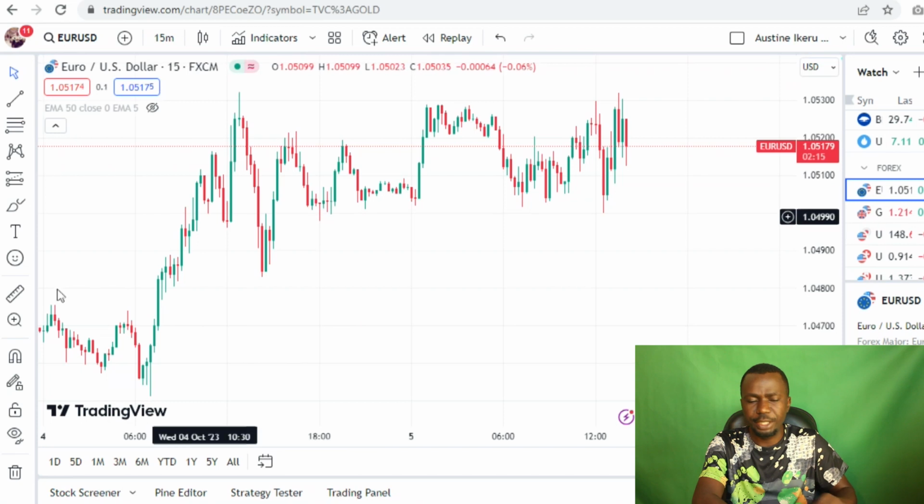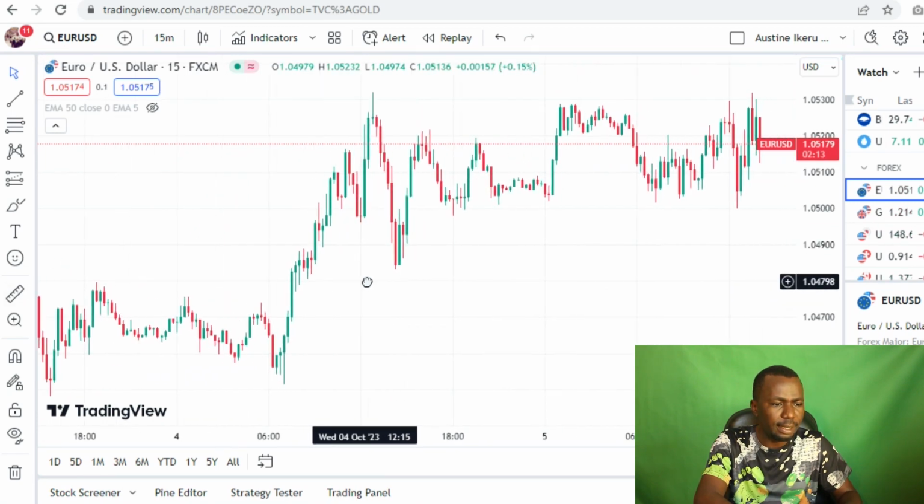So my advice to you guys is to go and backtest this strategy on your demo account, right? Backtest it very well, and if the strategy works very well for you, you can then implement it on your live chart. Now let me show you how you can plot this indicator in a live chart.